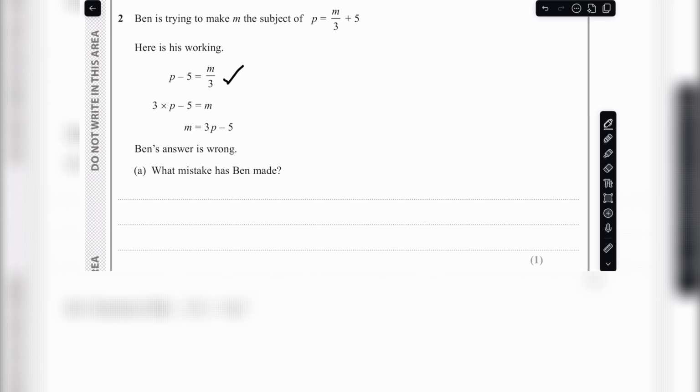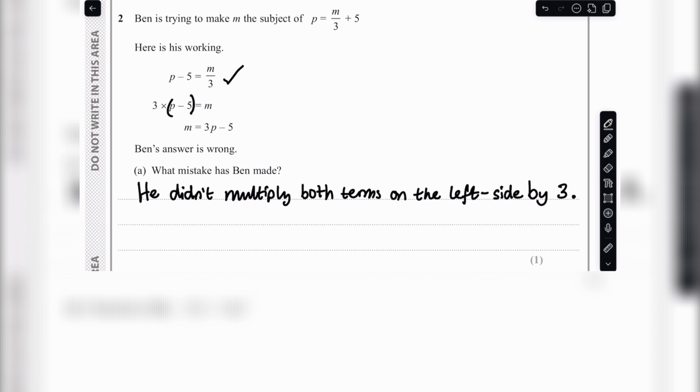However, for the second line of the equation, he's multiplied both sides by 3, which is correct for the right side of the equation. But for the left side of the equation, he needs to multiply p − 5 by 3, so there should be a bracket there. So the mistake that he made was that he didn't multiply both terms on the left side by 3.